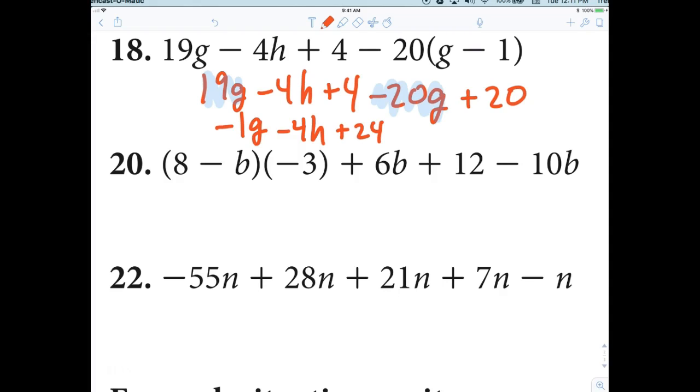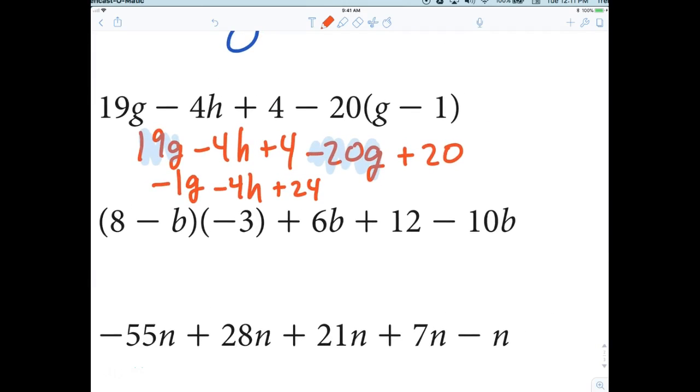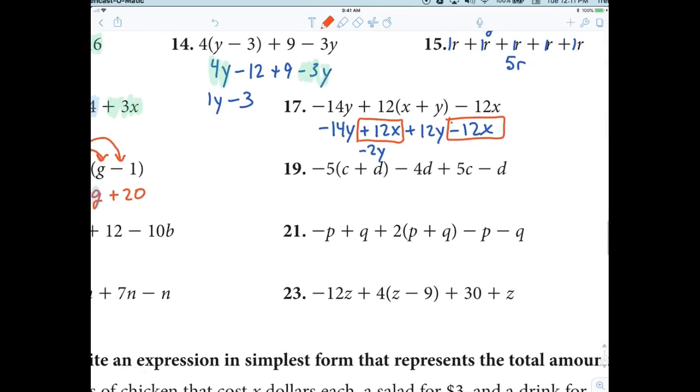Max? I don't understand, like after it says negative, how do you get the 20 at the end? After negative. Okay, because this is what we did last night. We did negative 20 times negative 1. Negative times negative is positive, that's why we got positive 20. Then where'd you get the negative 20? Negative 20 times g is negative 20g. Oh yeah. Come on, Max.